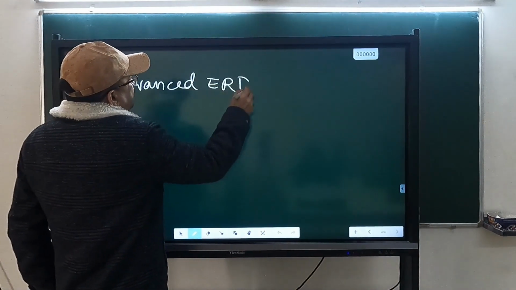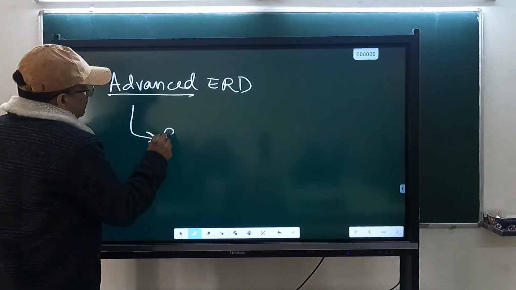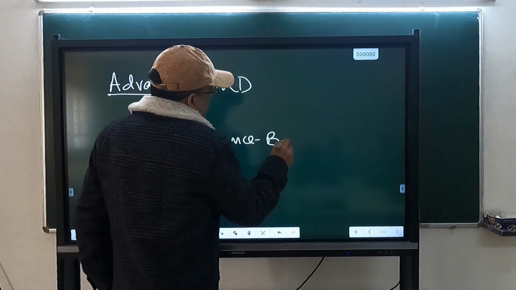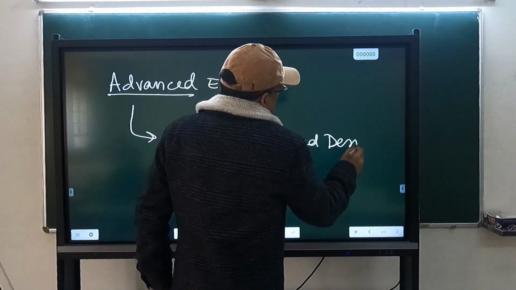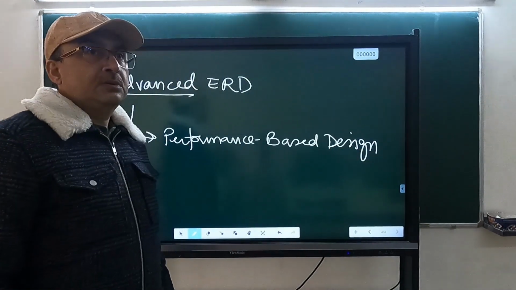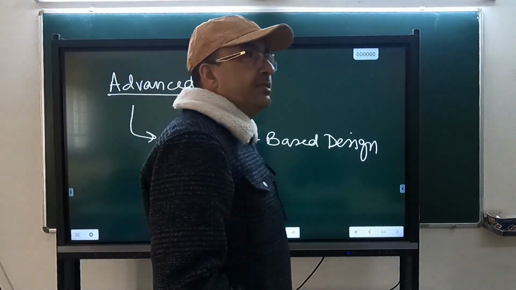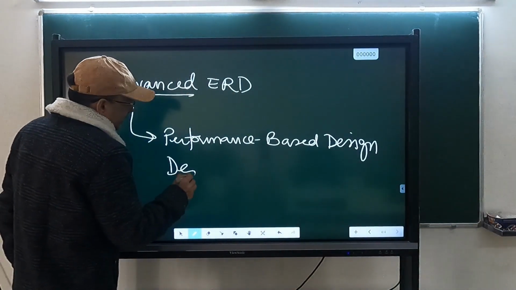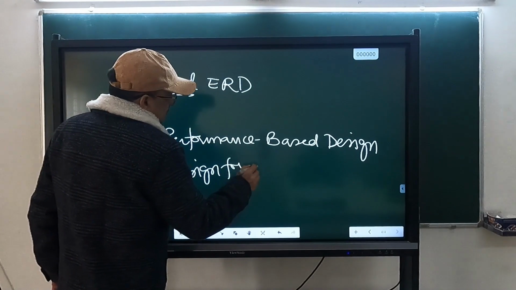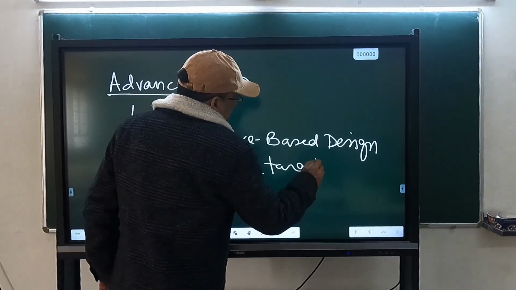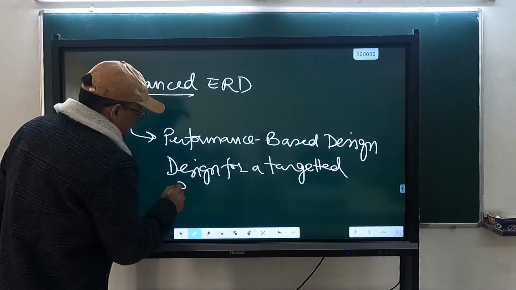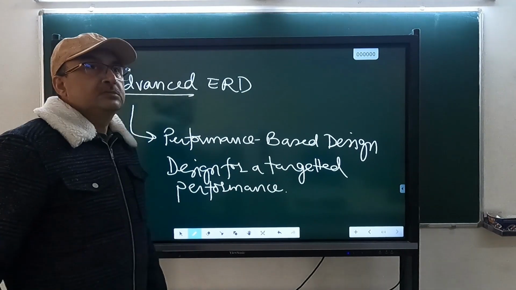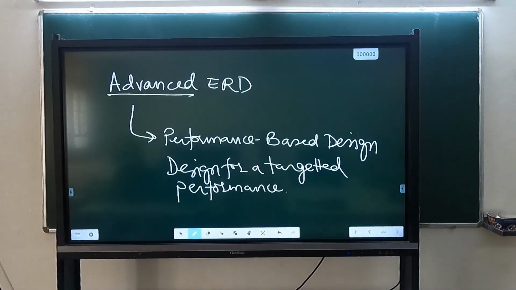That's why we have to go for a better design method, and that better design method is advanced. So what is this advanced here? This is performance based design. You can target the performance. Design for a targeted performance. You can decide. You target the performance. I want this.